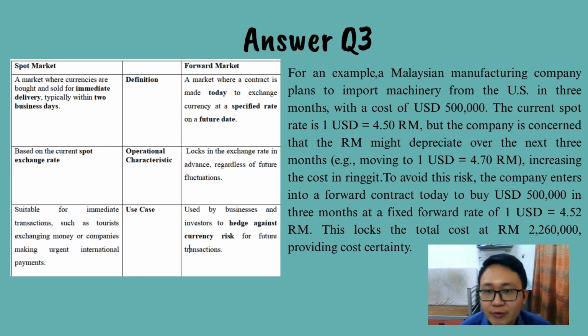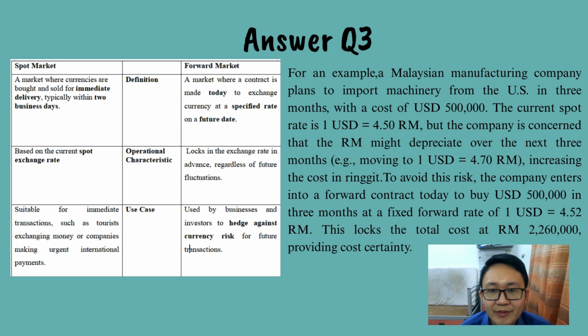The spot market refers to a market where currencies are bought and sold for immediate delivery, typically within 2 business days. In terms of operational characteristics, the spot market is based on the current spot exchange rate. In terms of use case, the spot market is suitable for immediate transactions such as tourists exchanging money or companies making urgent international payments.